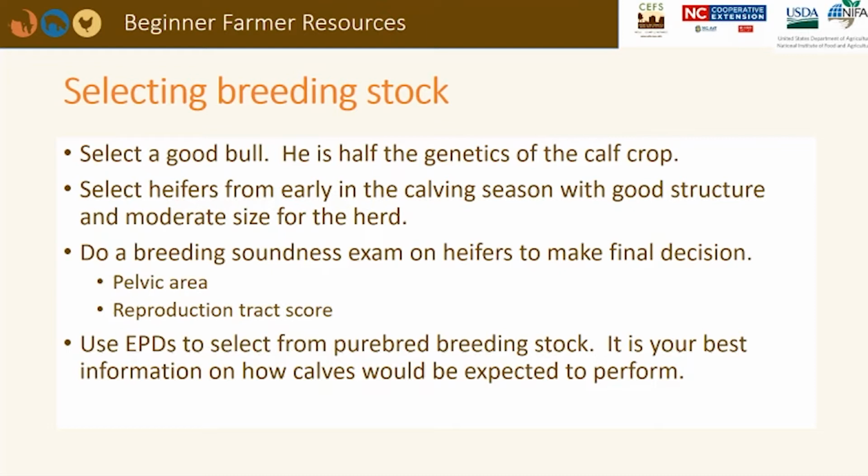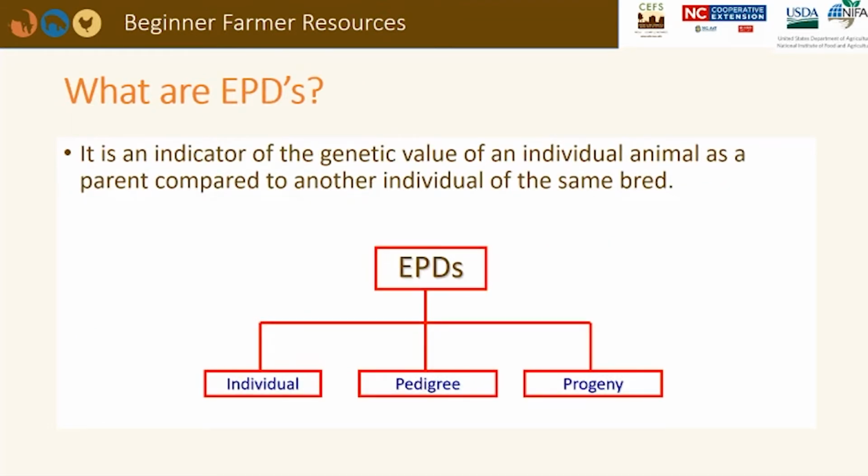Finally, when you're looking at purebred breeding stock, you'll have EPDs, expected progeny differences, to go on. It's the best information you have on how the calves are going to be expected to perform. And so we'll talk a little bit about that, and I'll encourage you to study more about it as you get into thinking about your farm.